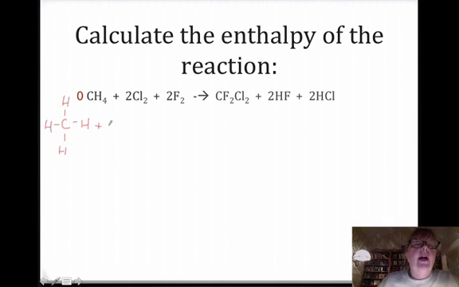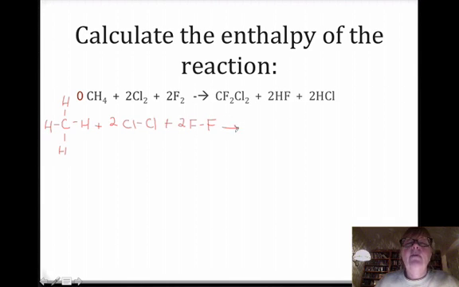And then we've got 2 chlorine-chlorine bonds. Remember, halogens will never ever double bond. And 2 fluorine-fluorine bonds. And this 2 here is coming from the coefficient.